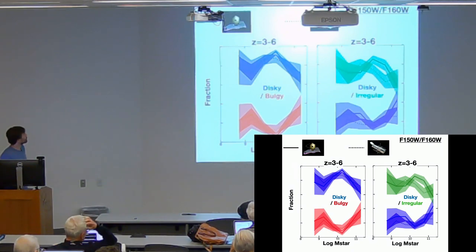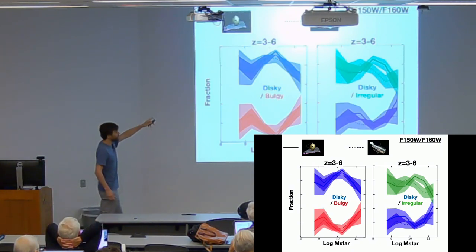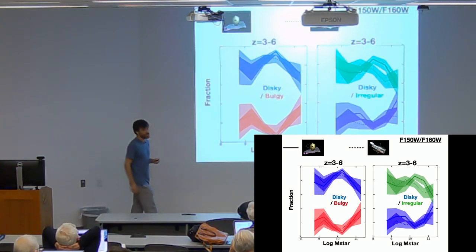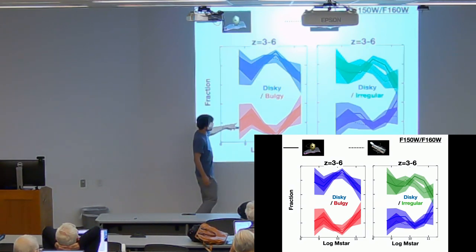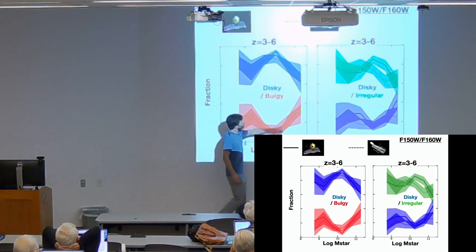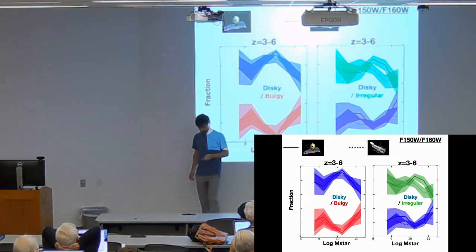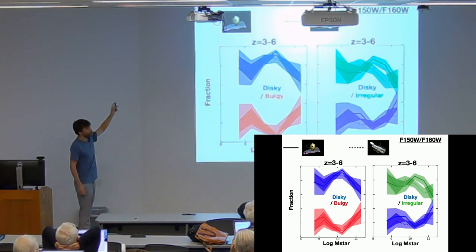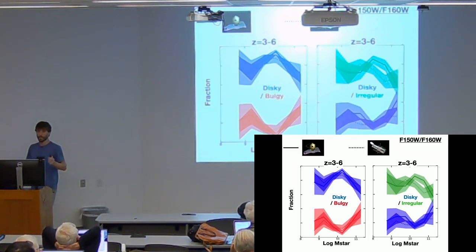What happens when you look at, for example, redshift 3.6, and we compare the same waveband, so more or less 150 and 160 in HST and JWST, and we compute the fraction of disky and bulgy systems as a function of stellar mass here, and the fraction of disky and irregular systems as a function of stellar mass. You see that the dashed line is HST, the solid line is JWST, and they look extremely similar. Okay? So not much difference there.